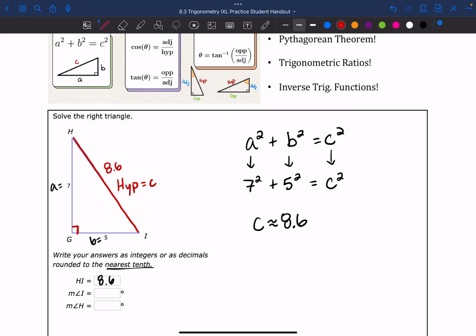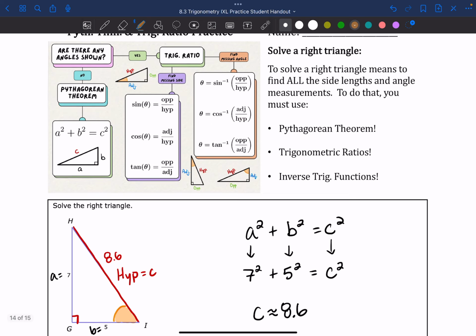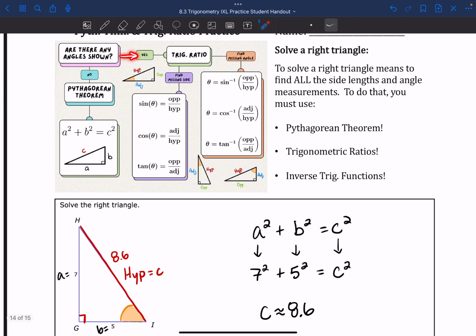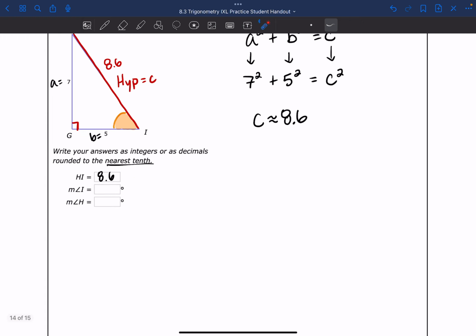First angle that I'm going to look for is angle I. So here we are. This is my angle that I'm going to be looking at. If we look at our diagram, are there any angles shown? Yes, I'm looking for angle I. So I say yes. Let's apply trig ratios. What am I looking for? Am I looking for a missing side or missing angle? I'm finding a missing angle. So I don't go down this route. I'm going to apply inverse trig ratios. Perfect. Let's apply them.